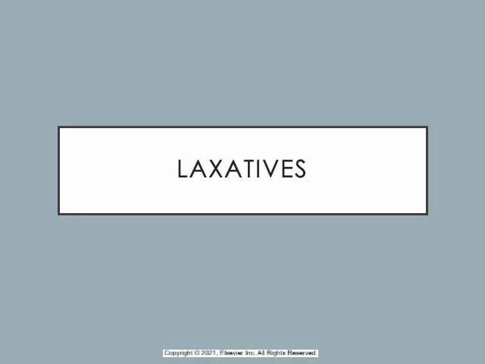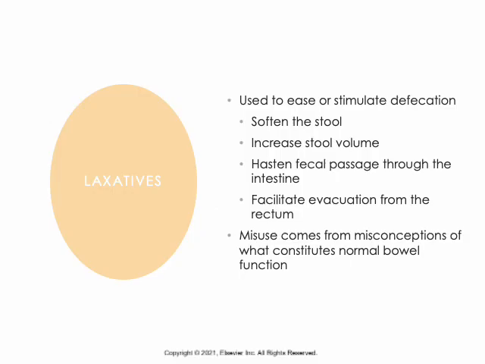Now we're going to move on to laxatives. Laxatives are used to ease or stimulate a bowel movement, and these agents can either soften your stool, increase your stool bulk, help you to have more motility so that stool passes through the intestines quicker, or facilitate evacuation from the rectum. There's 5 classes of laxatives that we will discuss. There's the bulk forming, the surfactant, stimulant, osmotic laxatives, and then there's a classification kind of lumped up. We call this the miscellaneous.